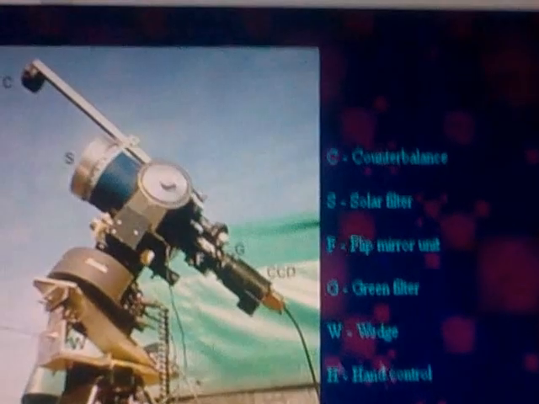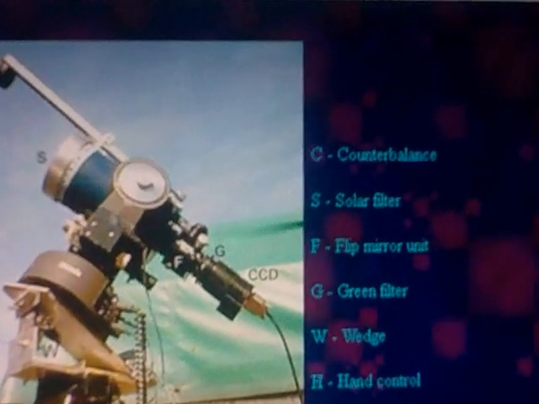Okay, so I used this setup for the Mercury transit the year before. I have a short animation of this too. Okay, here to start. Mercury entering the solar disk.